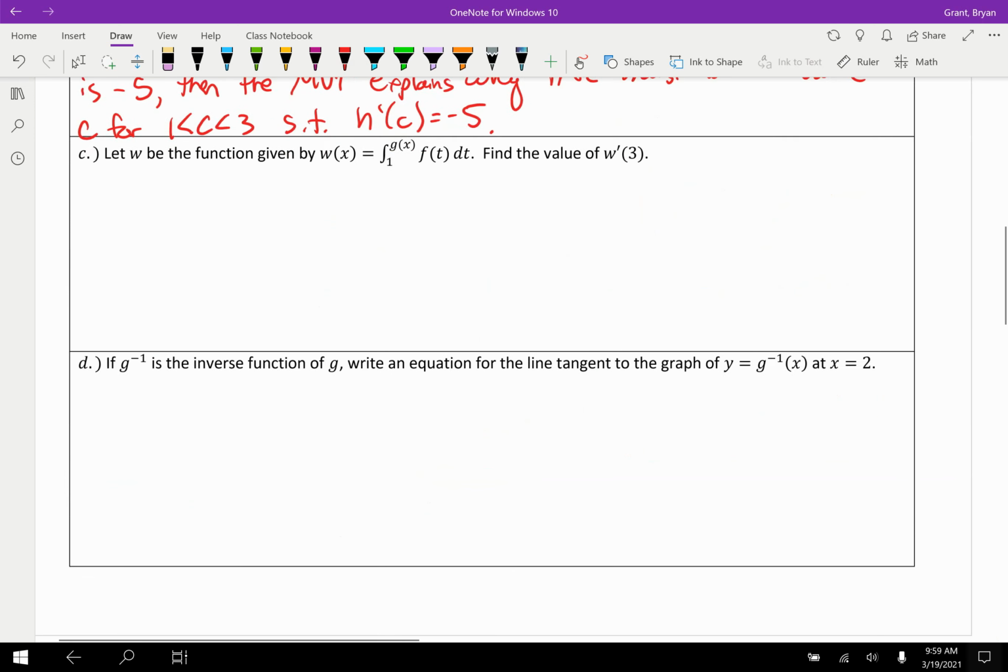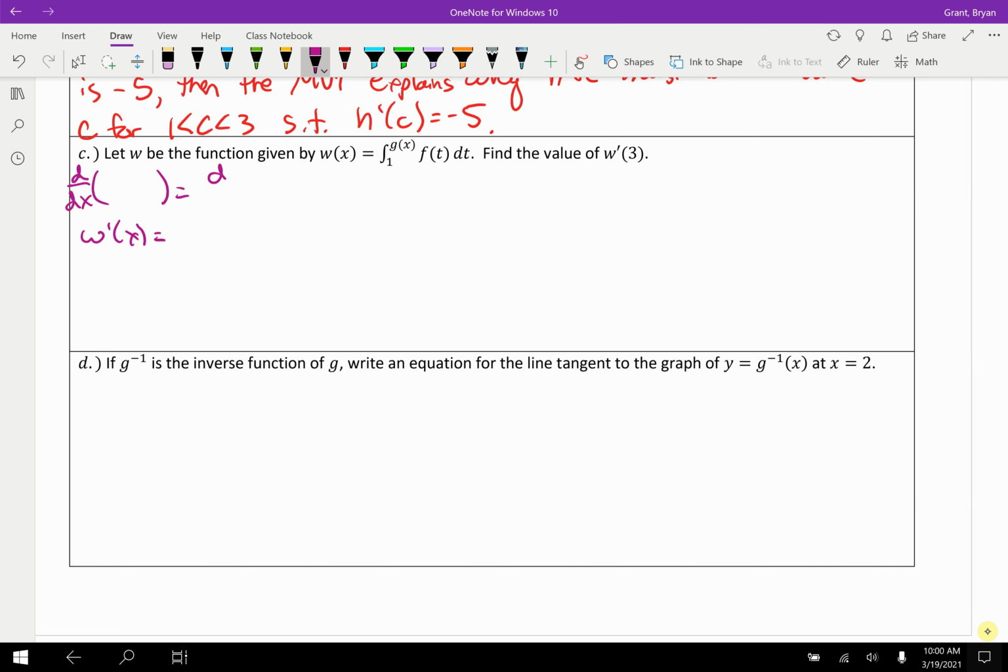All right, moving on to some actual calculus instead of theorems. Let W be that. Find the value of W prime of 3. I found so many people in the past say, W prime of 3, let's plug in 3 and then take the derivative. You can't do that. In order to find W prime of 3, the first thing you need to find is W prime of x. How do we find W prime of x? Well, we take the derivative of the original equation.